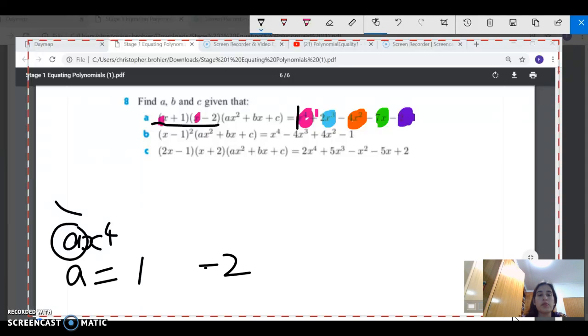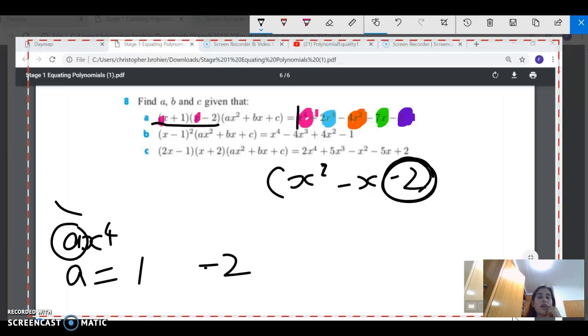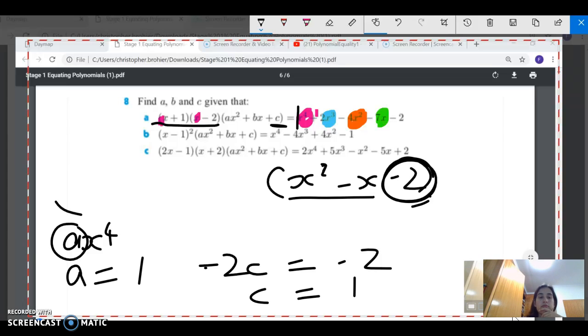Negative 2 is going to be the last term of the product you form, because you're going to form x squared, take x, take 2. The last term of that is going to be negative 2. Everything else is going to be a variable, so it's not going to be constant. So negative 2 by this last term, which is c, is the only constant value. Therefore negative 2c must equal our constant over here, which is actually negative 2. So c must equal 1.